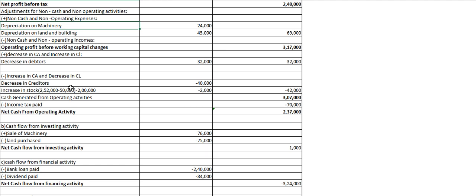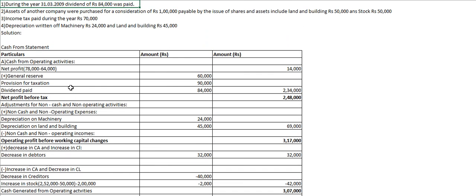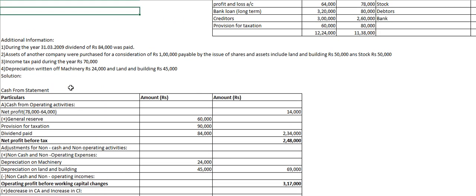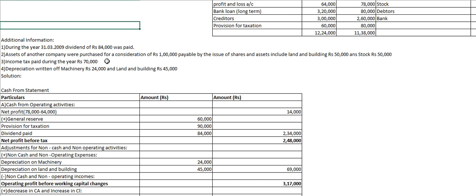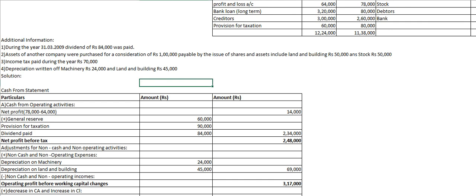So now let's start up with the cash flow statement.